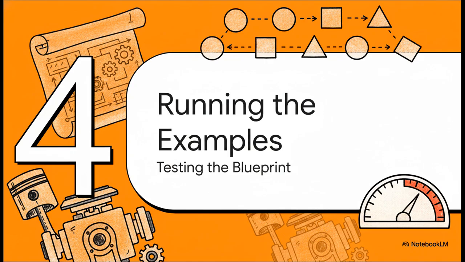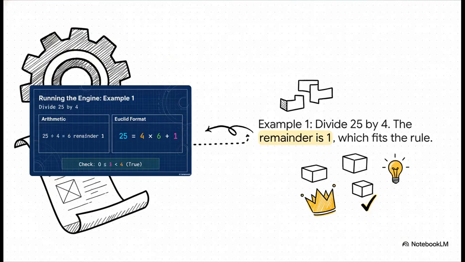Okay, enough theory. We have our blueprints and we have the golden rule. It is time to fire up this engine and see how it handles some actual numbers. Let's run it through its paces with some examples. First up, 25 divided by 4. We know that gives us a quotient of 6 with a remainder of 1. So in Euclid's format, that's 25 equals 4 times 6 plus 1. Now, does our remainder fit the rule? Yep, 1 is greater than or equal to 0, and it's less than our divisor, 4.